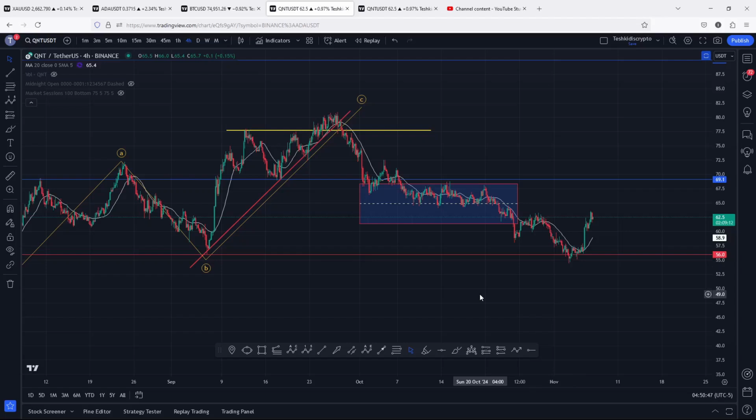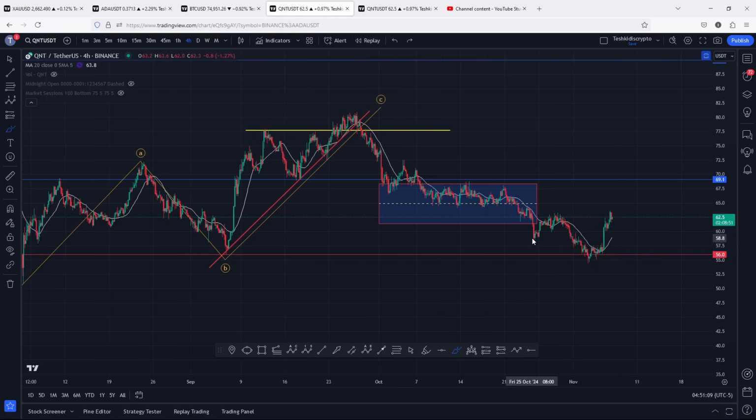QNT at the time of this recording is giving us a bit of a short-term bounce to the upside after we continued to hold above our key area of support above the $56. We are also holding above the 20-day MA here on the 4-hour chart, which is also acting as support. And the next key area of resistance that we need to see a break above lies above the $69.1.